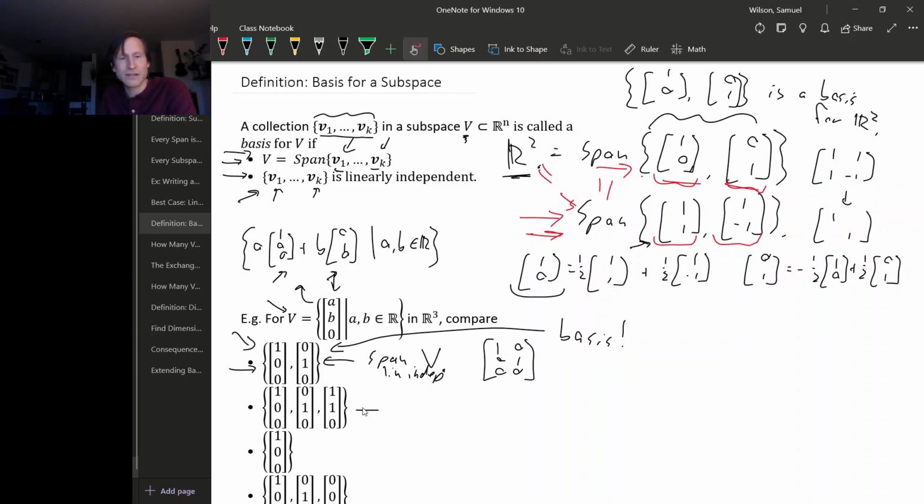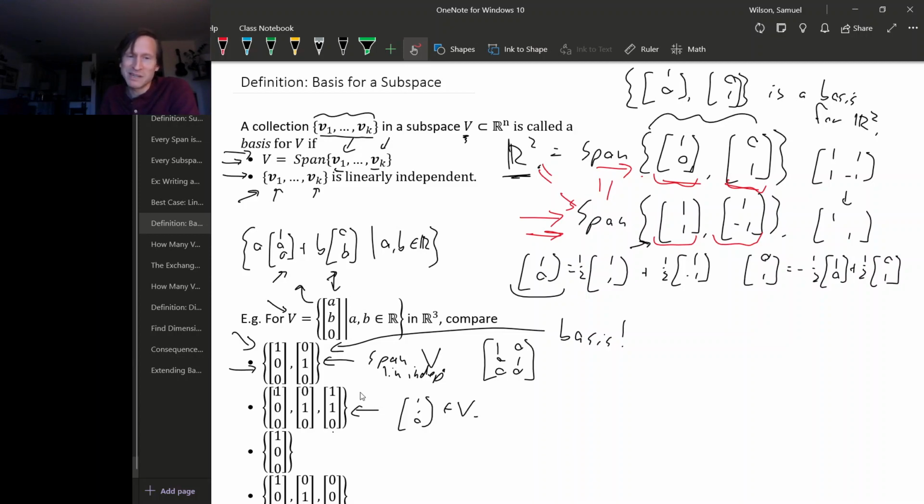Okay, now let's look at this one. So clearly, because this second collection contains (1, 0, 0) and (0, 1, 0) and some other stuff, it definitely contains V. (1, 1, 0) was in V to begin with, so we don't accidentally get anything more than V. So these three vectors span V, but are they linearly independent?